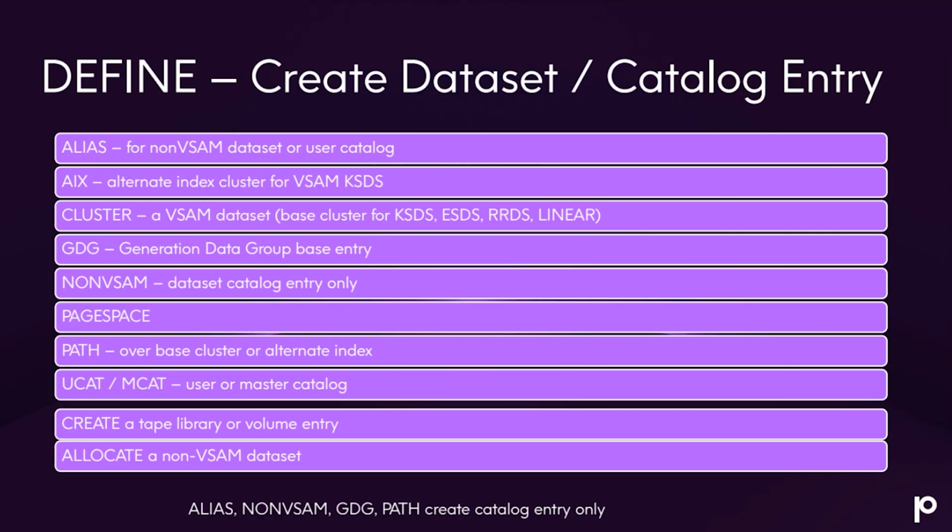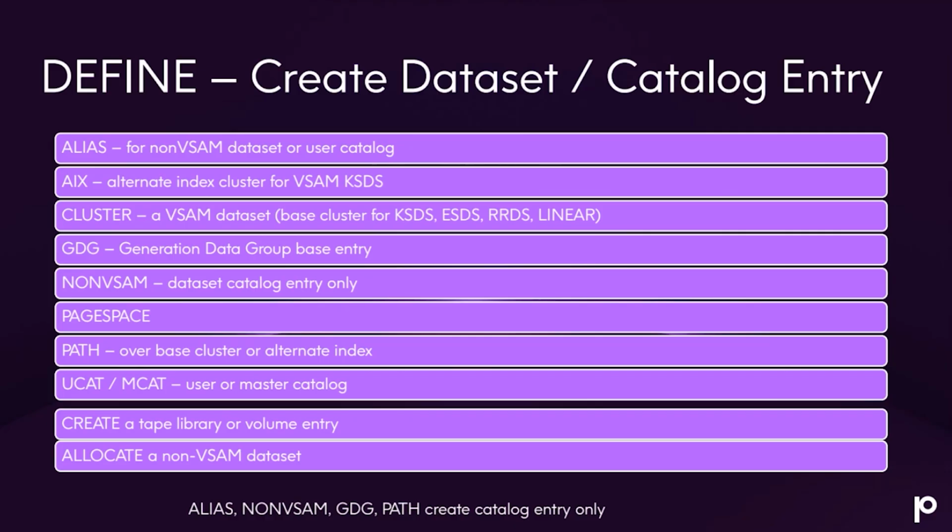Probably second most commonly used is the define control statement. And the nice thing about define is when I define a data set, I might have any number of attributes that I can specify for the data set. Is it a linear data set? Is it a KSDS? Is it an RRDS? How many generations should I specify? What volume serial number? What's the related data set name? But I have a single command to do all of these things.